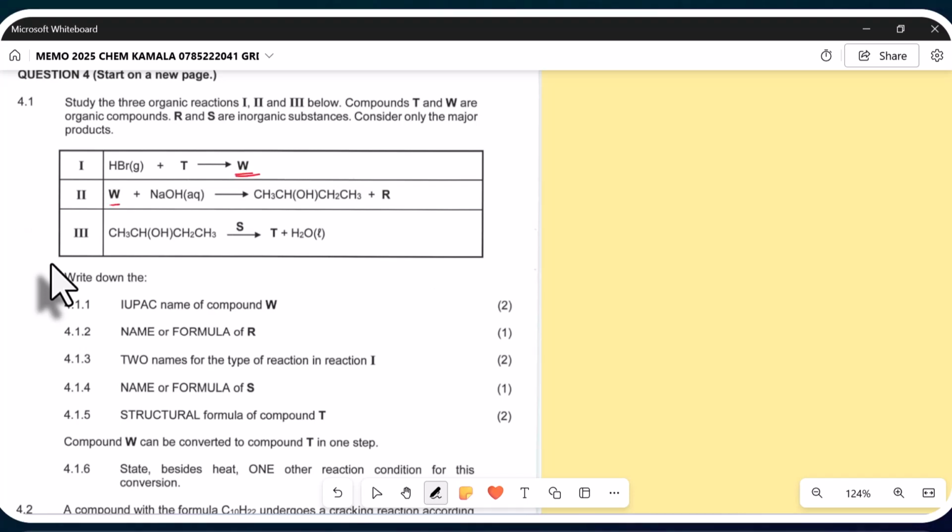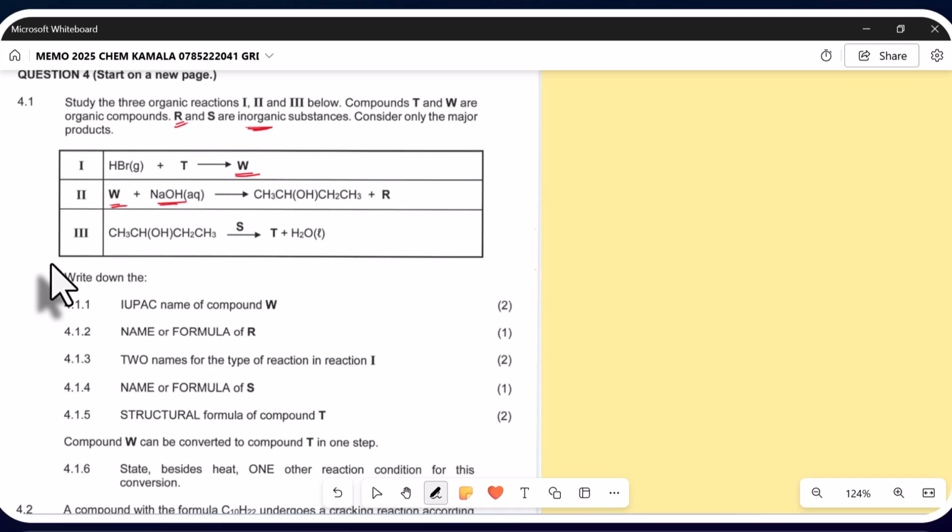Okay, now they say the formula of R. Now this one being 2-bromobutane for W, plus sodium hydroxide, we are substituting, and sodium will go with the bromine. So it gives us sodium bromide here. Sodium bromide, okay.